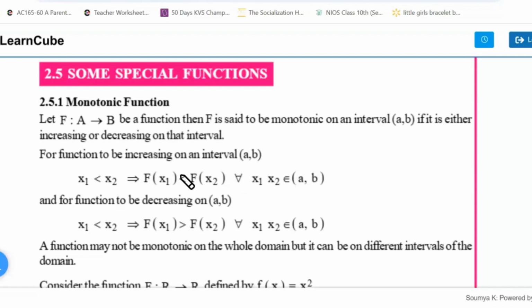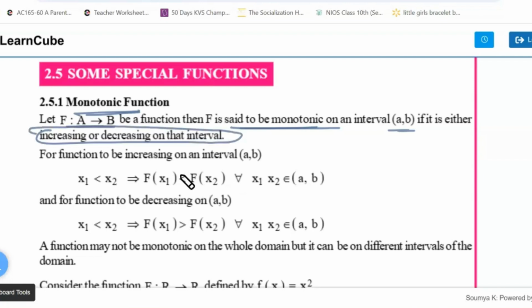So the first special function that we are going to see is the monotonic function. What this means is, any function defined from a to b is said to be monotonic on an interval a b if it is either increasing or decreasing in that interval. Okay, so that is the meaning of monotonic. It should be increasing or decreasing.